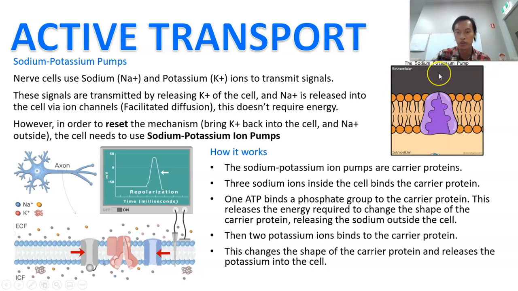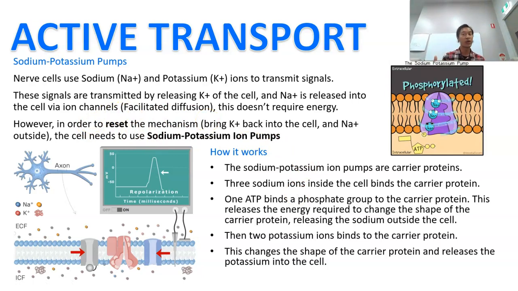And then 2 potassium ions bind into the carrier protein at the same time. And that's going to change the shape of the carrier protein, releasing them back into the cell, okay? When your nerve transmits a signal, potassium gets released out of the cell, sodium goes into the cell, and then it sends a signal down the axon of your nerve, right? Allowing you to send a nerve signal from one nerve cell to the next and move that forward, okay? Now, the resetting of that mechanism is where the energy is required.